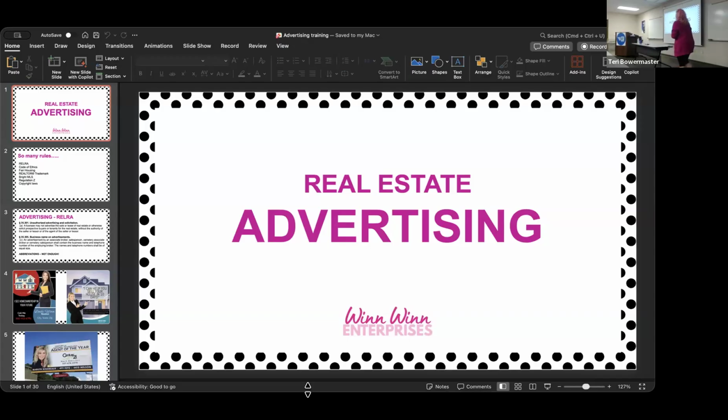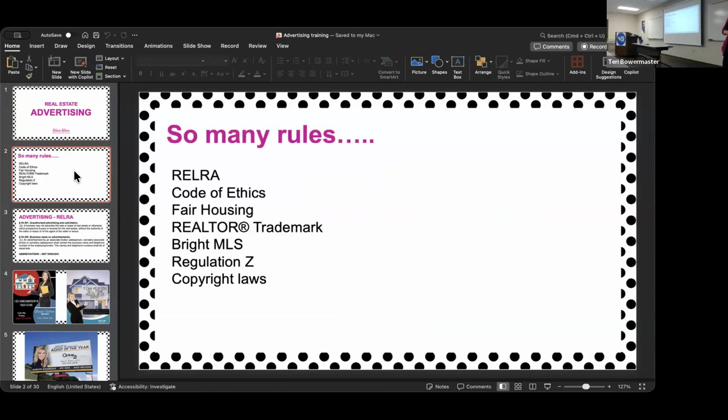So we're going to go over a ton of different rules. Here's some of them. There are so many rules, not just that broker name and phone number. We've got RELRA, which is our Real Estate Licensing and Registration Act, or our Real Estate Commission. So some of our advertising rules come from that. Then we have our Code of Ethics, which layers in on top of it. Fair housing has some rules regarding that, which you probably learned about this cycle since it was one of our required classes. We've got our realtor trademark.